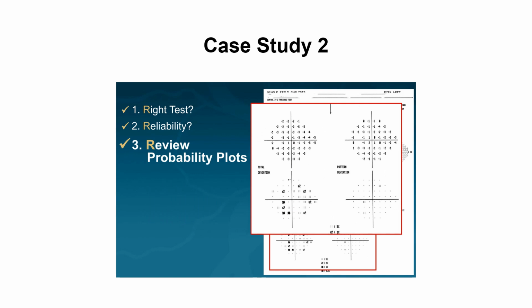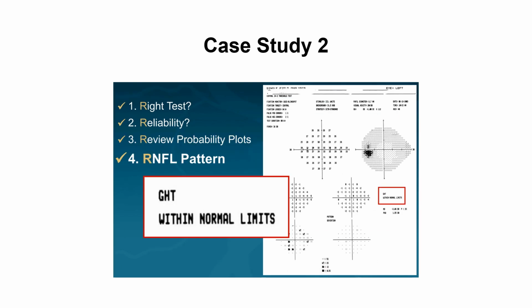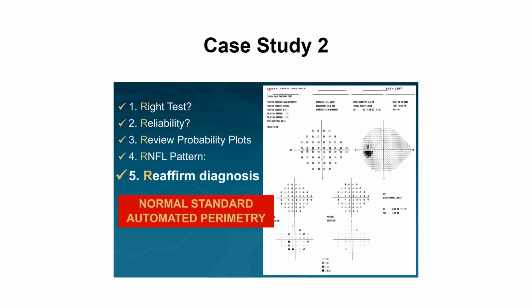You will see that there are some nonspecific changes in the total deviation plot. However, the pattern deviation plot is clear. You will check the retinal nerve fiber layer pattern. You will see that the glaucoma hemifield test is within normal, and you reaffirm the diagnosis. This is a normal standard automated perimetry. Okay. So you now understand every point in the printout.